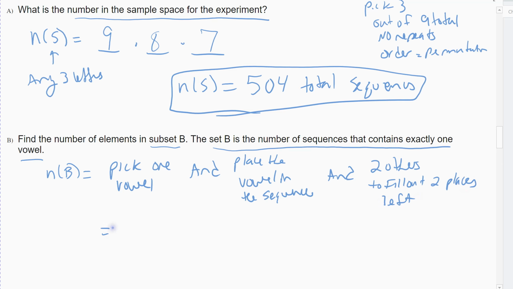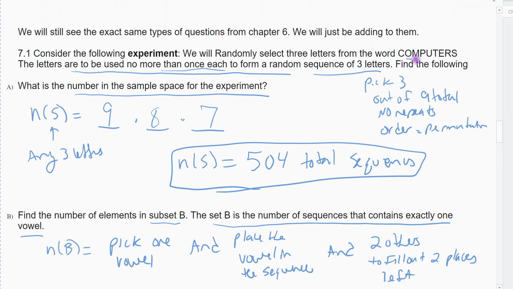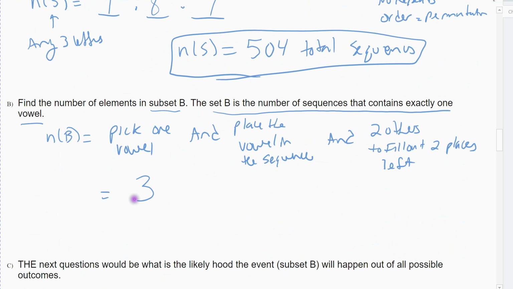Alright, well I picked 1 vowel. Well, if I go in the word computers, there are 3 choices. So I have 3 choices for my letter, my vowel. 3 choices. So I pick a vowel, there are 3 options. I have 3 choices for those. And we multiply. That vowel could show up in the first spot, the second spot, or the third spot. So there are 3 places my vowel could show up. And then I still need to finish. Once I've picked the vowel and placed it in the first, second, or third spot, I still have to finish it off with 2 others.